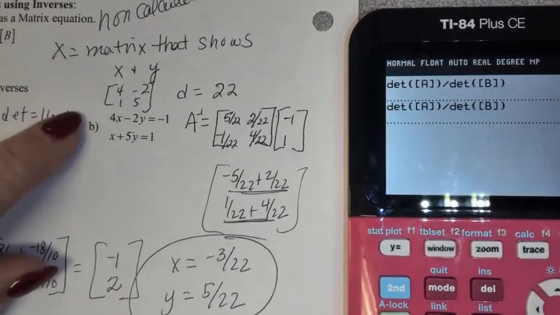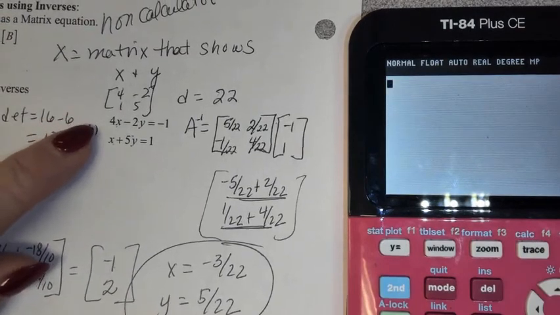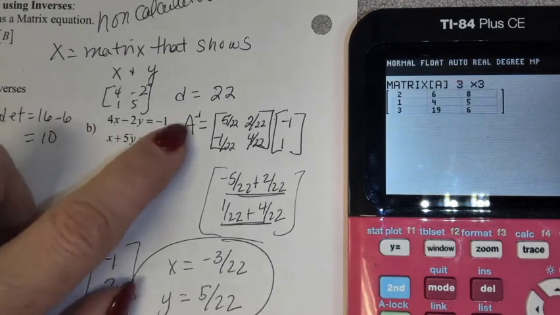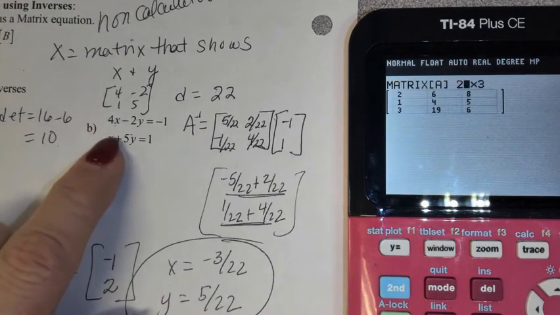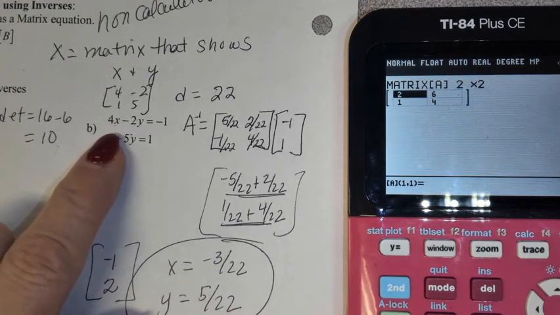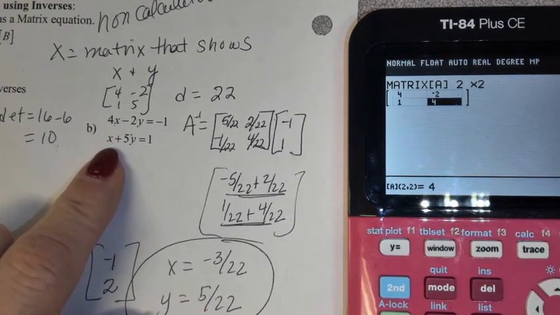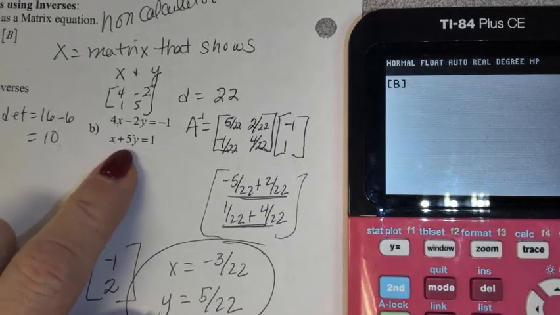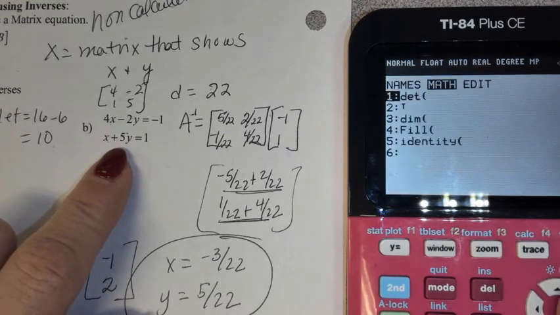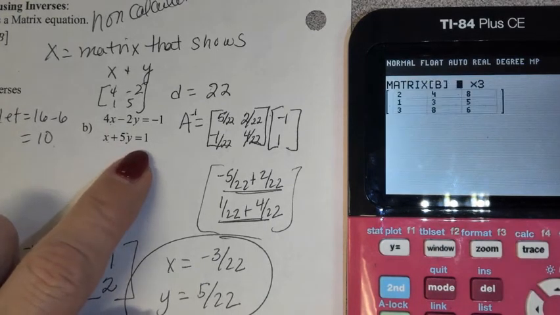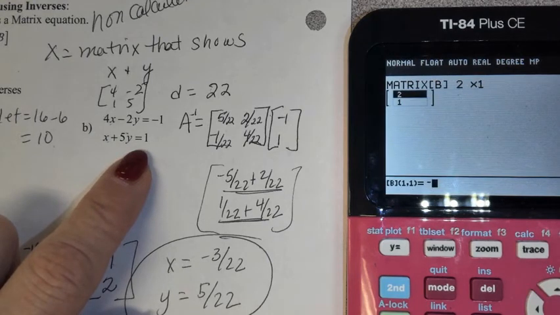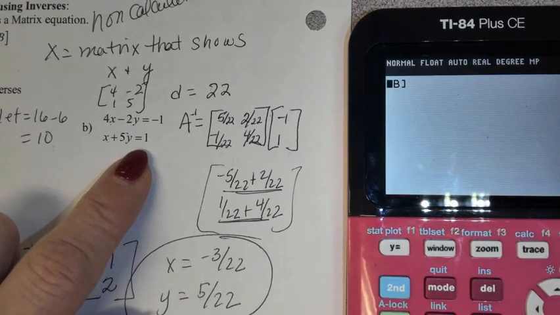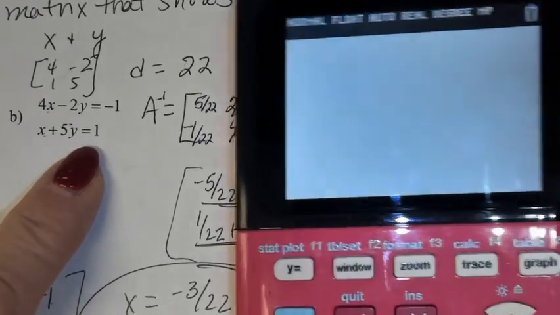Now I want to show you how we could check it on our calculator. So the way I can use inverses on my calculator is I can go to matrix, I can go over to edit. It's a 2 by 2 matrix. I'm going to put in the 2 by 2. We're going to put in that 4, negative 2, 1, and 5. We're going to quit. We're going to go back to matrix. We're going to go to edit. Whoops. Oh, went too quick. Go to edit, go down to matrix B. This is going to be a 2 by 1 matrix, and it's going to be negative 1, 1.